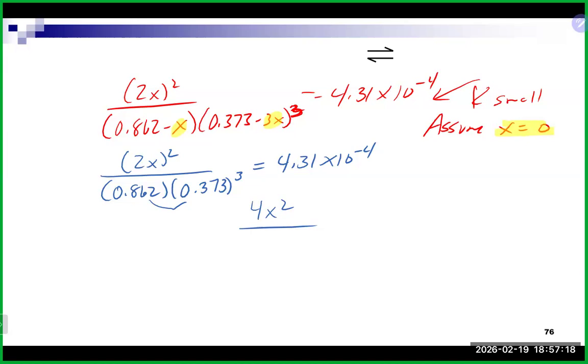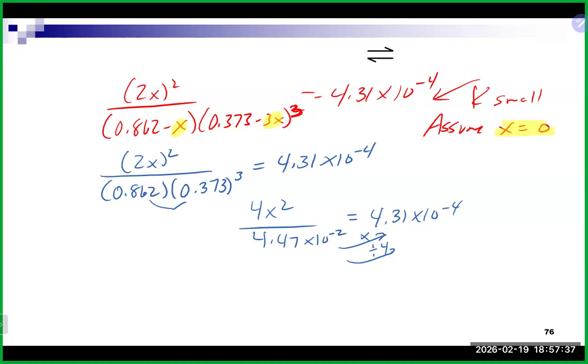Times 0.862. That's going to get me a 4.47 times 10 to the minus 2. I think I'm still in scientific notation over here. And that's going to be 4.31 times 10 to the minus 4. We're going to multiply that to the other side, and then I'm going to come back after I do that and divide by 4.